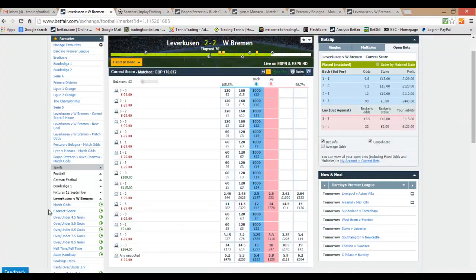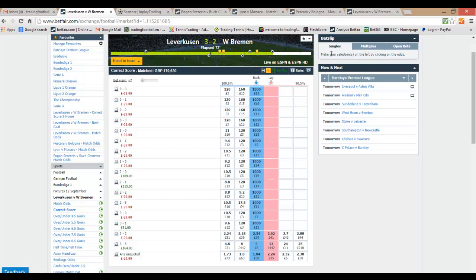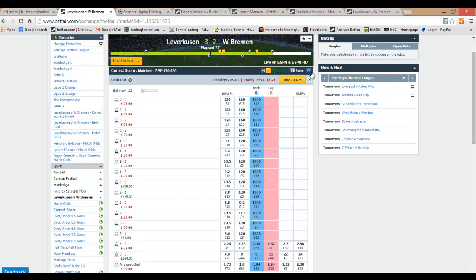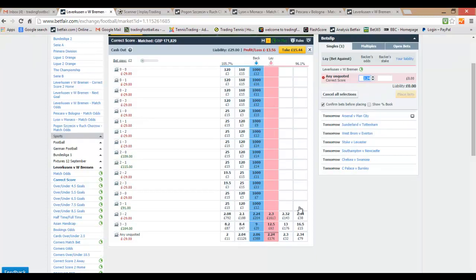At this point, I was obviously looking at a loss if it stayed 3-2, but I'd had a big feeling before the game. I thought this was going to be goals galore, and it didn't worry me too much. I just thought there were still going to be more goals here, but I had to cover myself. There's no point in actually laying the 3-3 anymore.